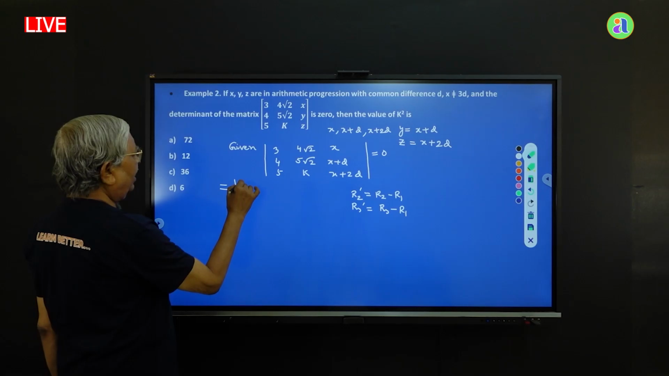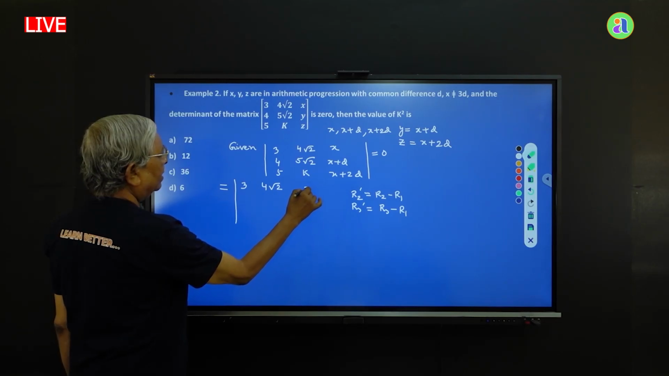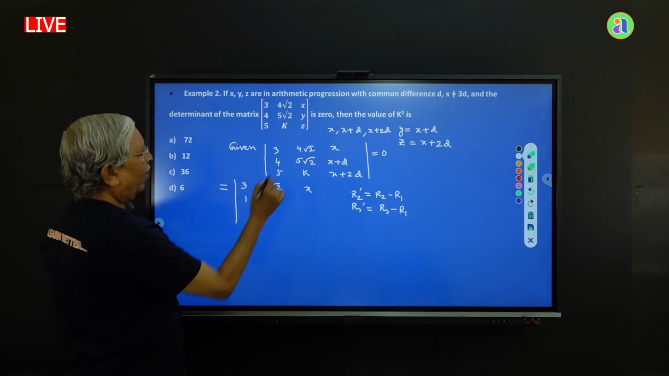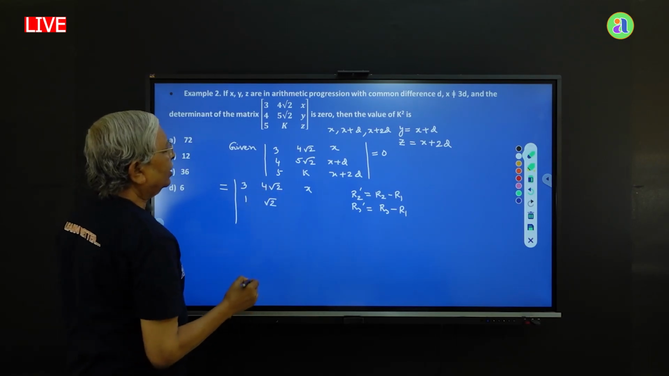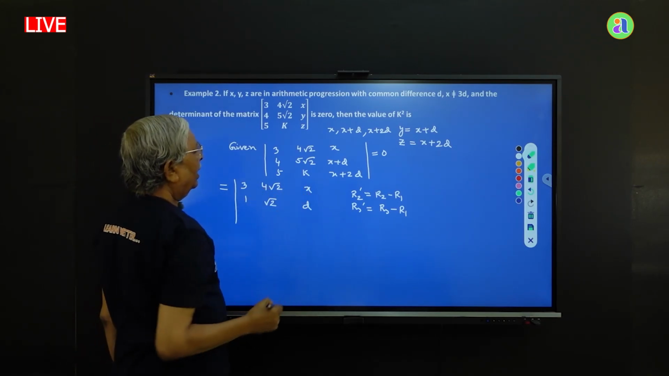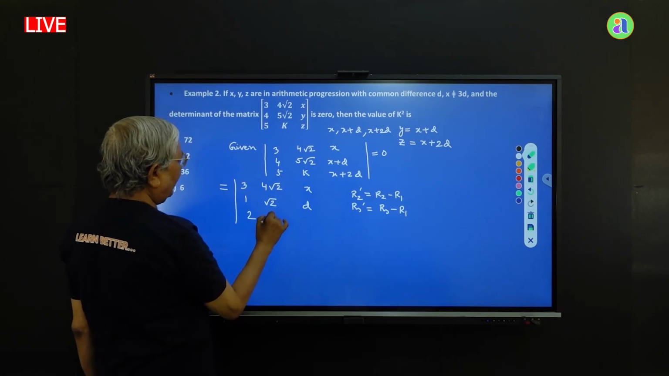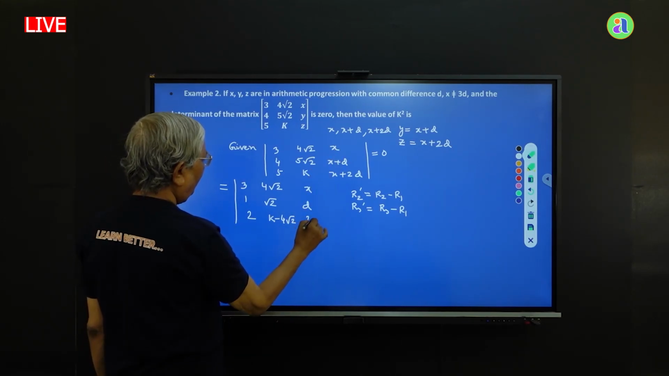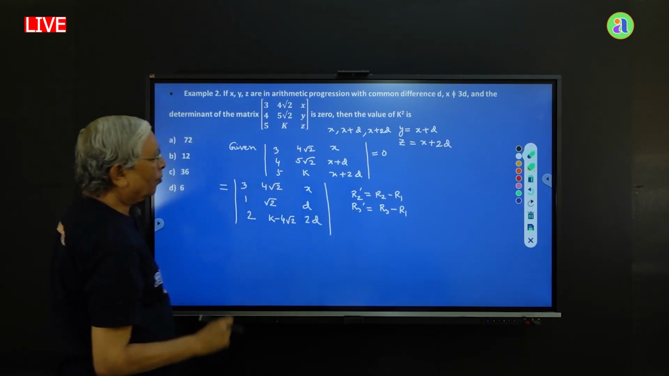So the first row will remain unchanged, that is 3, 4 root 2 and x. Second row minus first row: 4 minus 3, this is 1; 5 root 2 minus 4 root 2, that is root 2; x plus d minus x, that is d. Next, 5 minus 3, this is 2; then k minus 4 root 2; x plus 2d minus x, that is 2d.